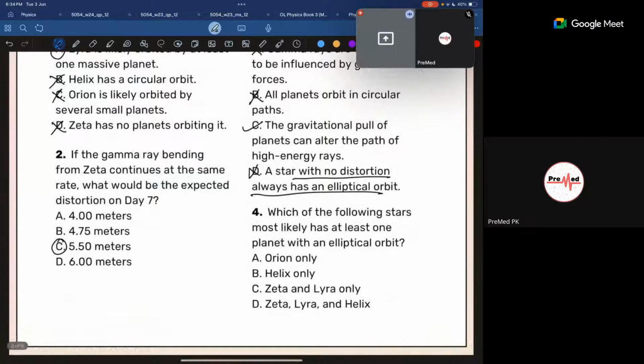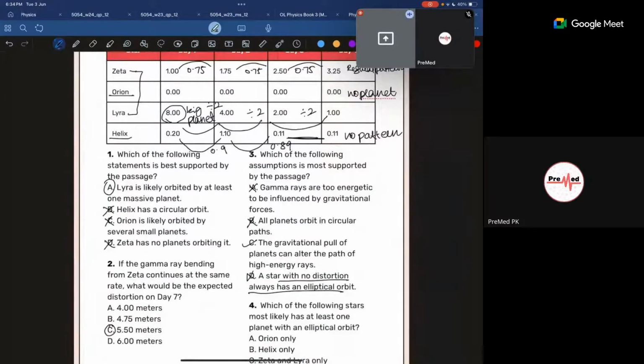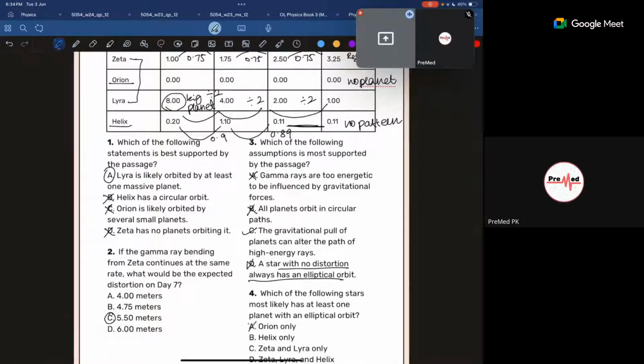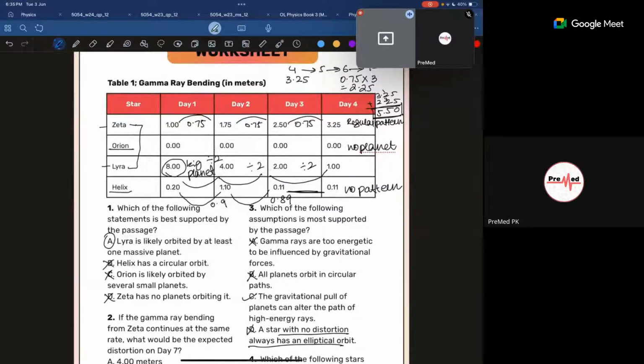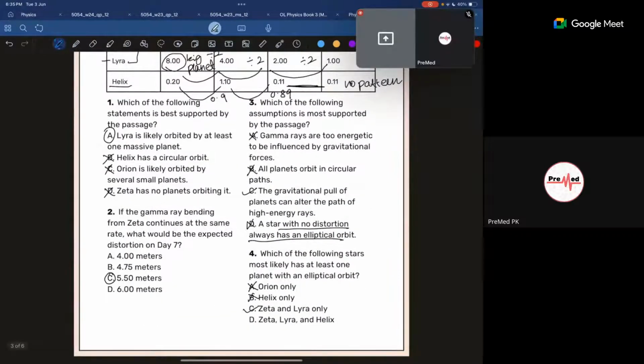The last part is which of the following stars most likely has at least one planet with an elliptical orbit? So the first option is Orion, which is wrong because it has no planet at all. Part B is Helix, that has no pattern, so no planet. Part C is Zeta and Lyra. Zeta and Lyra did have a regular repeating pattern as we saw over here, so this is correct. And D is Zeta, Lyra, and Helix. Helix had no pattern, so this is the odd one out of the three, which makes this option incorrect.